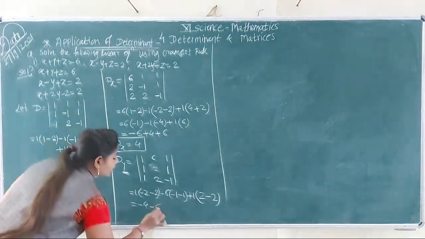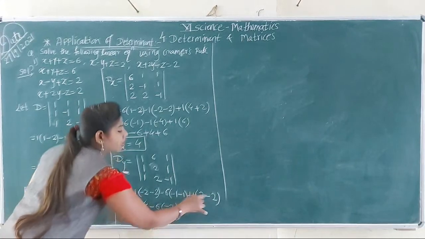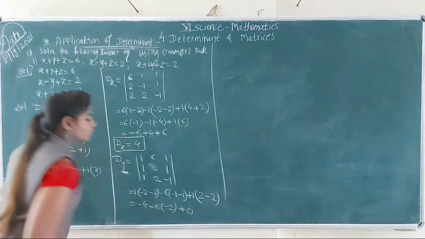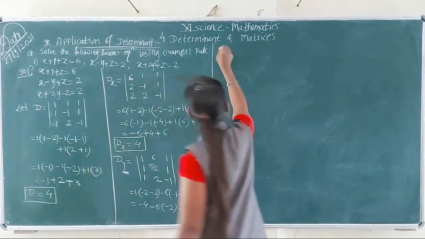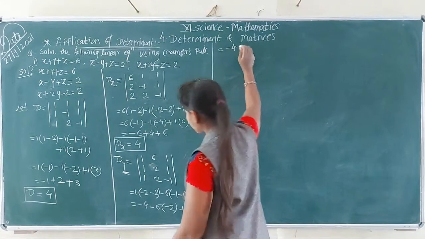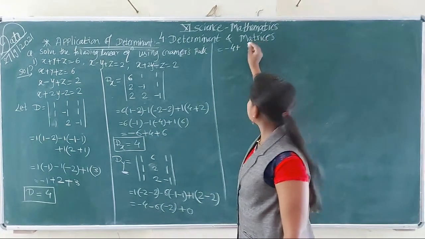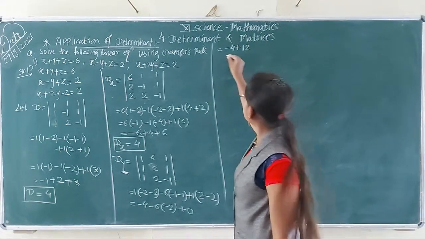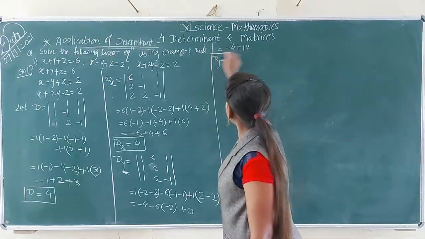minus 6 into minus 1 minus 2 is minus 2 plus 2 minus 2 is 0, that is 1 into 0 is 0, that is minus 4 which is equals to minus 4, minus 6 into minus 2, minus minus plus, and 6 into 2 is 12, so 12 minus 4 is 8, so dy is 8. dy की value क्या आ रही है, 8.